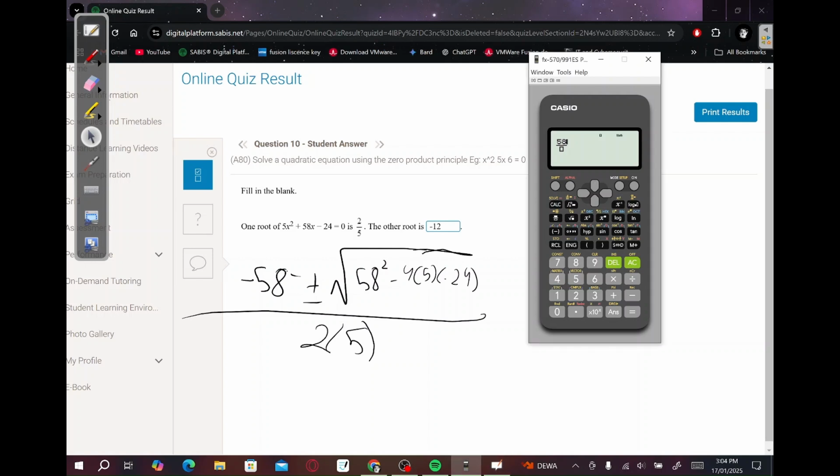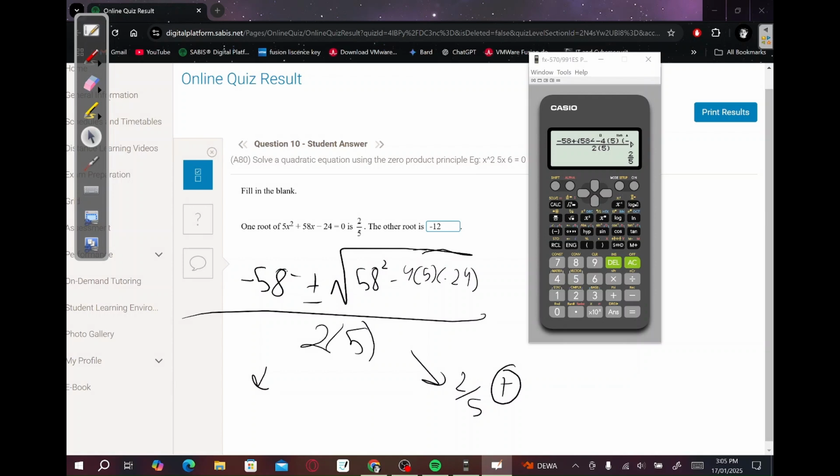So, negative 58 on a calculator plus root 58 squared minus 4 into 5 into negative 24, all over 2 times 5. Okay, this gives us 2 over 5. So this is the root that we already have. 2 over 5 plus. Keep the plus in mind, because you might mix up whichever one you have. You might have found using the plus, the only other case is the minus.